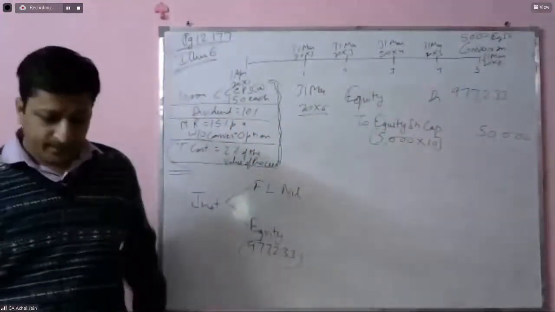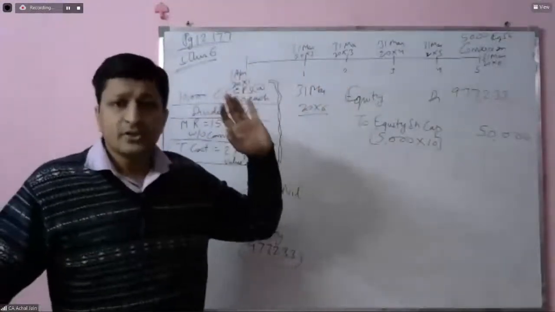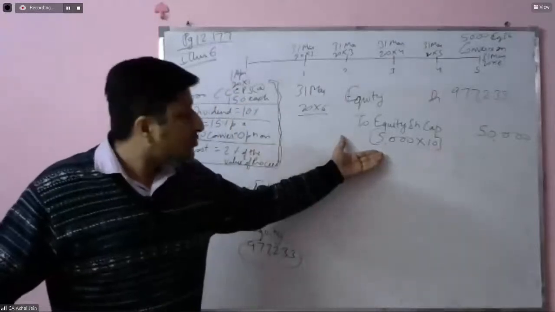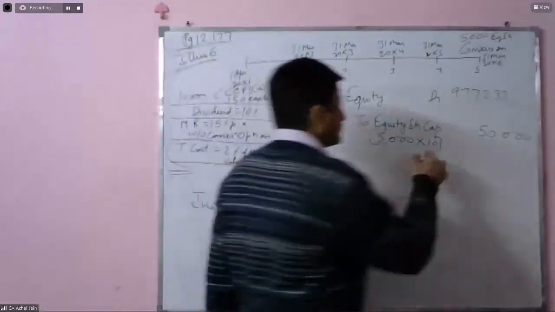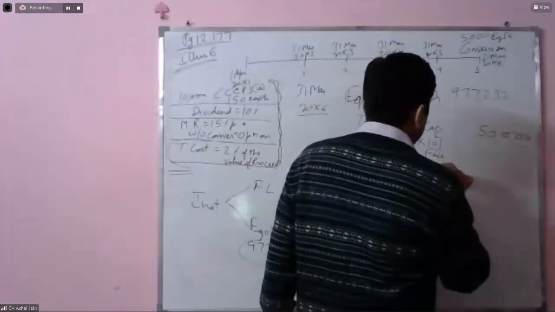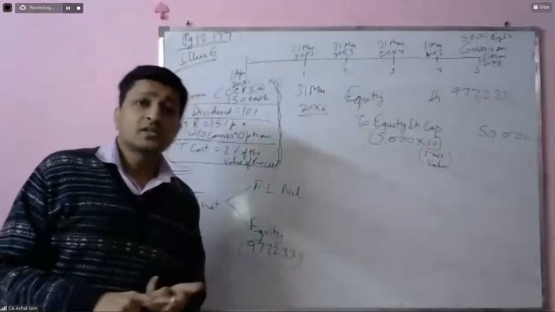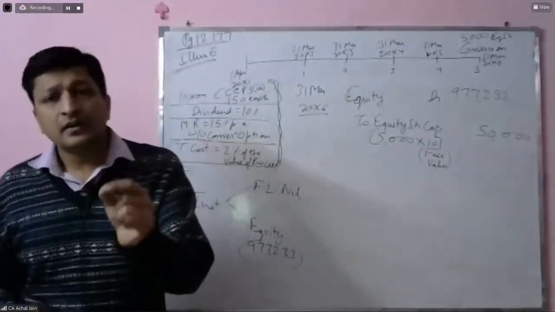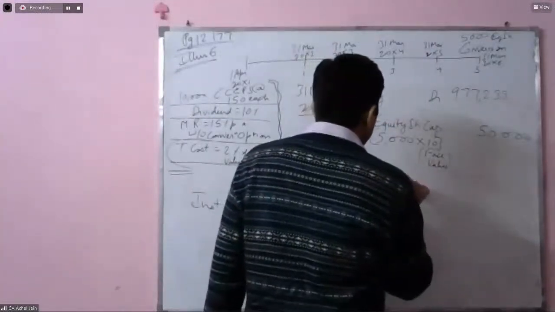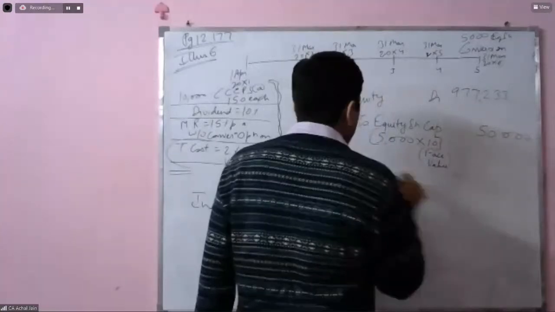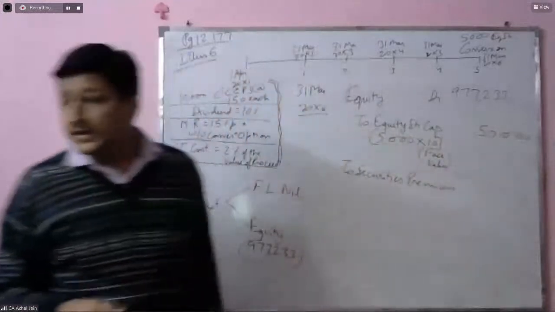Now, against this instrument, these many shares have been issued, equivalent to this fair value, this face value. What is this face value? So what does it indicate? That the equity shares therefore have been issued at premium. So the balance amount will go to securities premium. And what will be the amount?